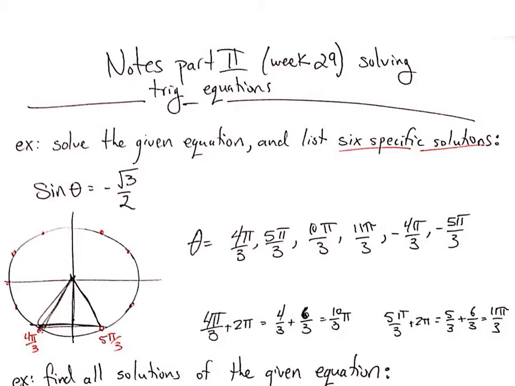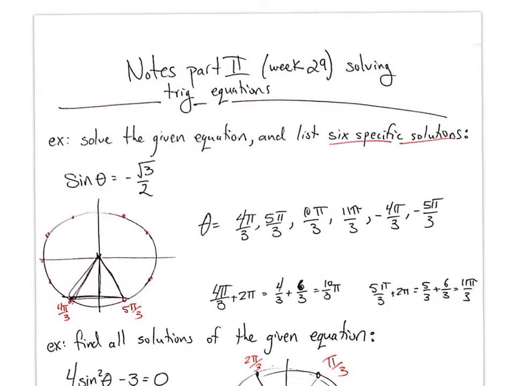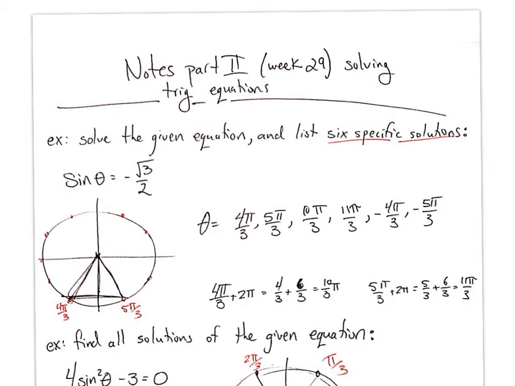Alright, notes part 2. Here we are with solving trig equations. So, first example says, solve the given equation and list 6 specific solutions. With a lot of these, because the sine, cosine, tangent functions are periodic, meaning they keep going, there will be an infinite number of solutions. This is asking for 6 specific ones.